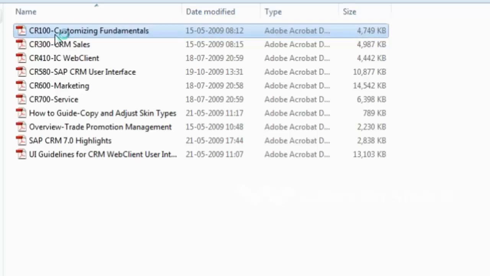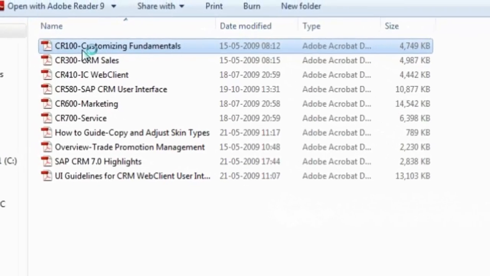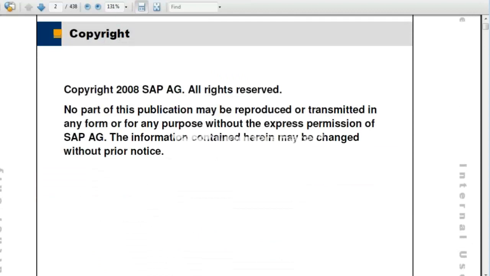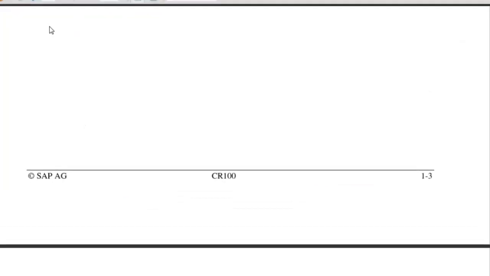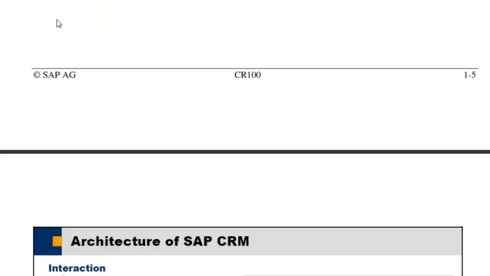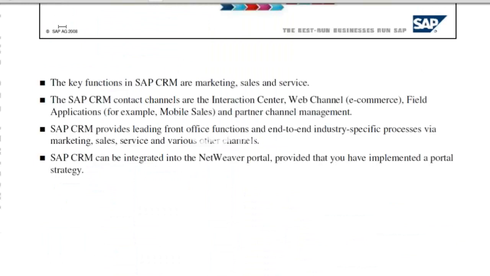But I will walk you through some of our SAP. This is a resident SAP certification material, which will help us. So this is the topic by topic flow I will be following in the entire process.